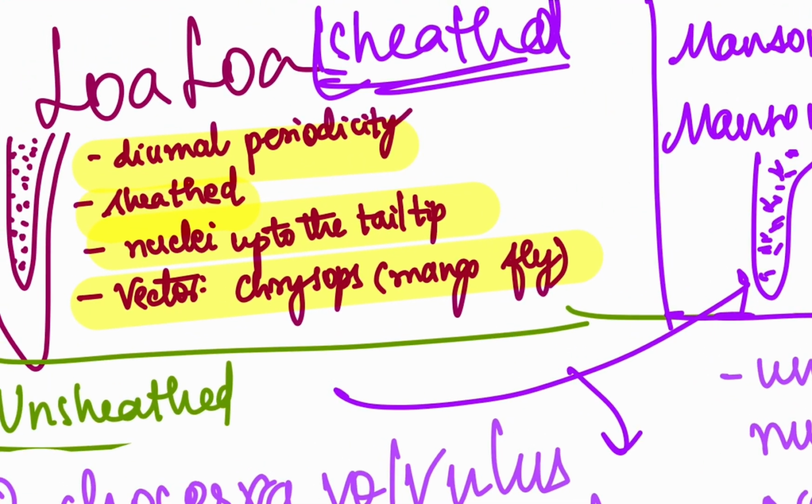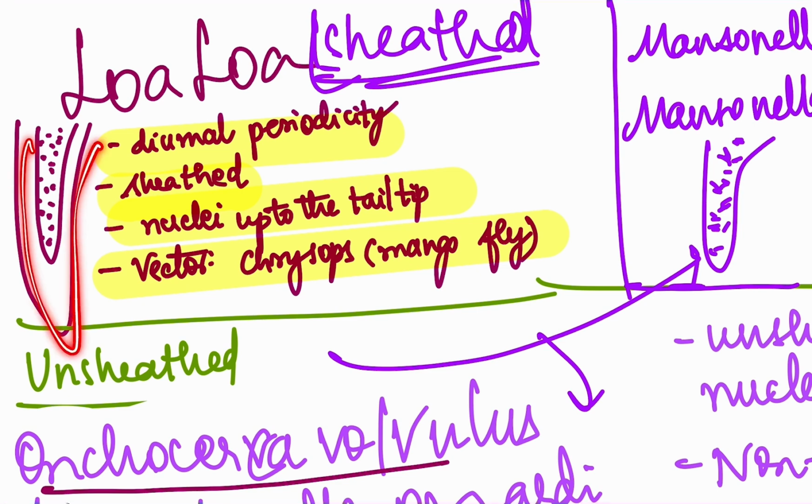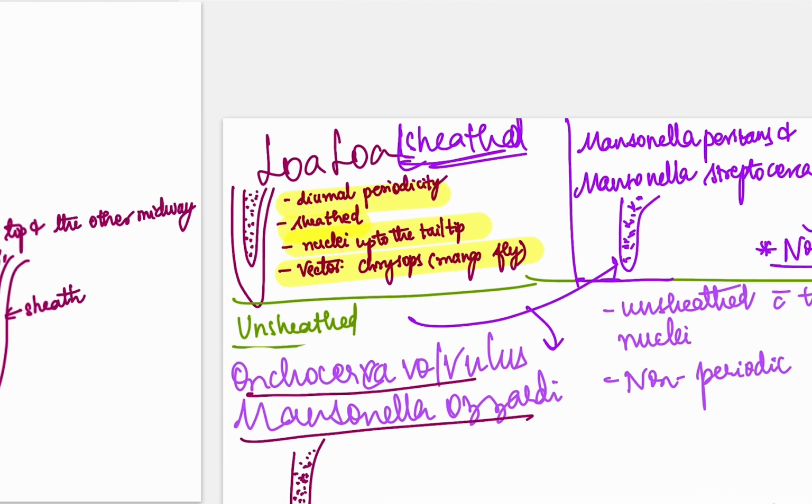In the case of Loa loa, it is actually sheathed. It has a diurnal periodicity and the nuclei is extending up to the tail tip, and the vector for Loa loa is Chrysops or mango fly.